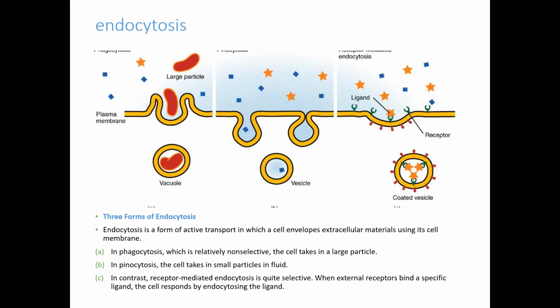Now in pinocytosis, we take in small particles inside a fluid. We'll form a bubble of liquid around the substance. It's a very small particle, but again, it's the same principle. The cell membrane engulfs it, traps it, and brings it in. In this receptor-mediated endocytosis on the right, we have special receptors at a location on the cell membrane. So when something that fits that receptor lands there, we will then engulf it and bring it in its vesicle.